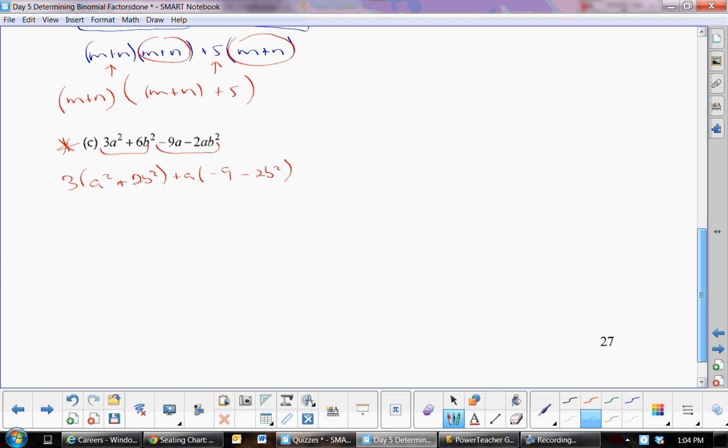But what if you just took these two and traded them? And you'd have 3a squared minus 9a plus 6b squared minus 2ab squared. All I did was switch these two. I haven't done any math. I just switched them. So if we do that, then I can take out a 3a, leaving me with a minus 3.